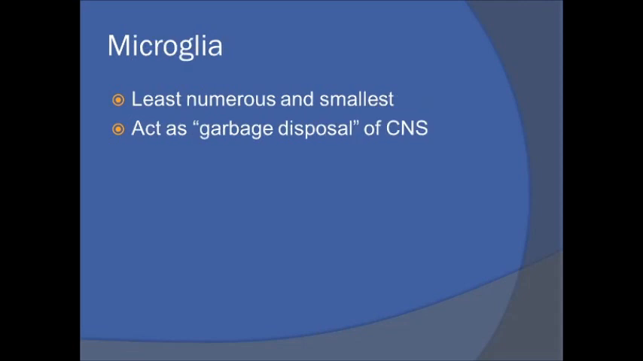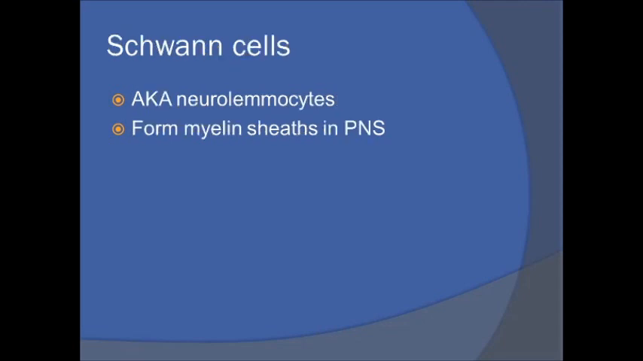Microglia are the least numerous of the neuroglial cells and are the smallest, which is why they're called microglia. They also act as the garbage disposal of the central nervous system, cleaning up any debris or damaged cells as they go along. Schwann cells are also known as neurolemmacytes. They have the same function as oligodendrocytes, only in the PNS, so they're going to form myelin sheaths.